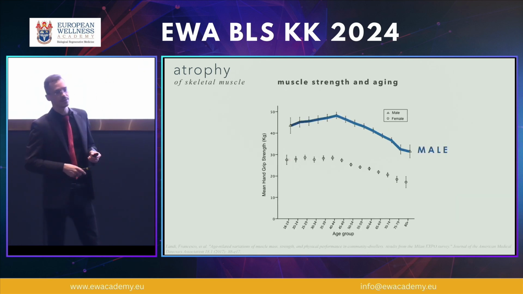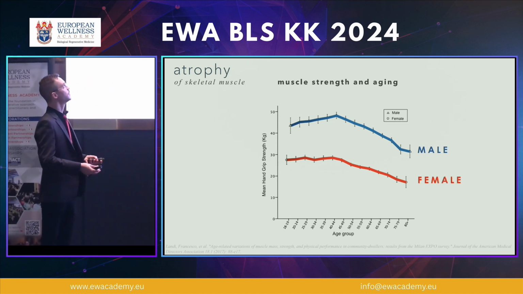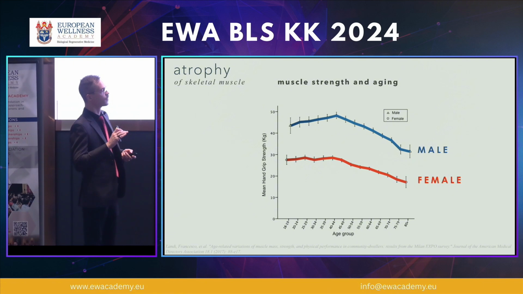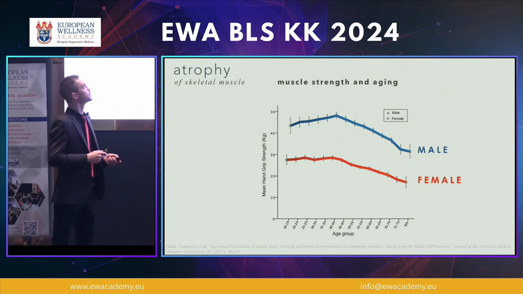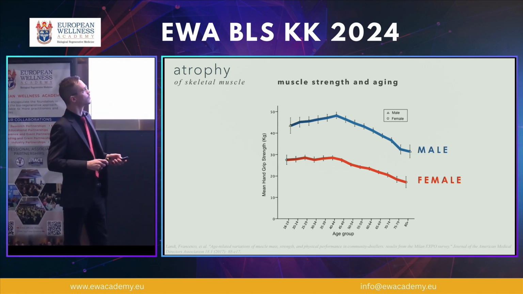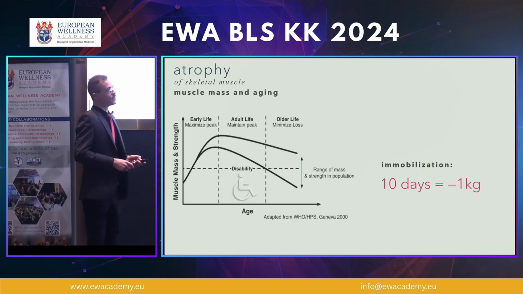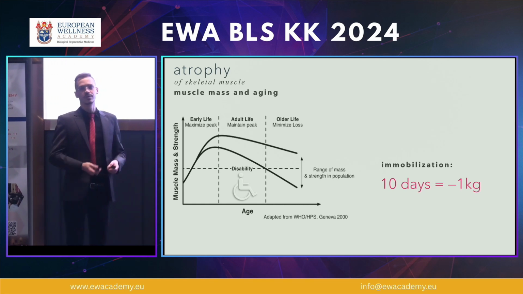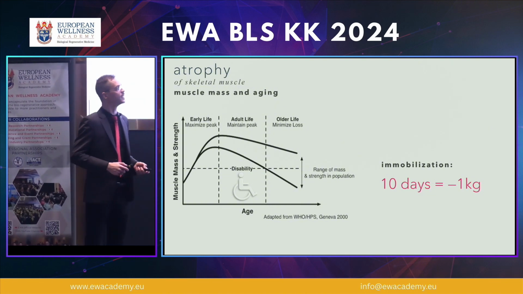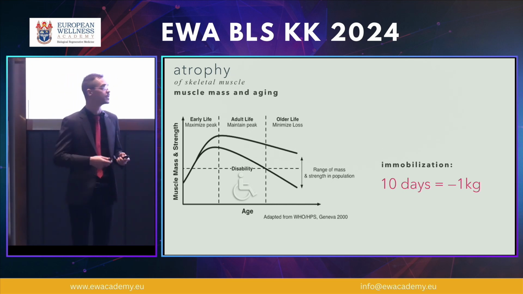And as a result, obviously, if there is less tissue, the function of the tissue deteriorates, and the function of muscles can be evaluated by muscle strength. Muscle strength obviously also decreases with age, which correlates quite well with the hormonal changes. And interestingly enough, also with immobilization. Whenever you don't use the muscle, it degrades. Simple immobilization of 10 days usually results in 1 kg muscle mass loss.